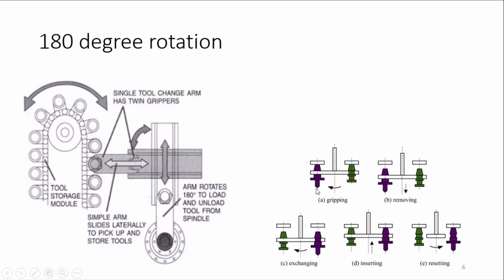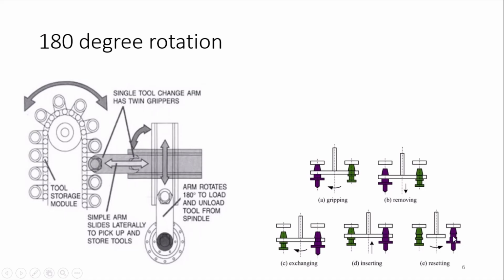So one tool is on the spindle, one tool is in the magazine. Firstly, this arm will grip them both. Then this arm will remove them from these locations, so the magazine tool is removed and the spindle tool is removed. Then it is rotated and exchanged by 180 degrees. That's why its name is 180 degree, because this arm rotates at a 180-degree angle. When it rotates, the tool gets changed. The magazine tool will come onto the spindle and the spindle tool will go to the magazine side, and then they are inserted back, so the tools are replaced.